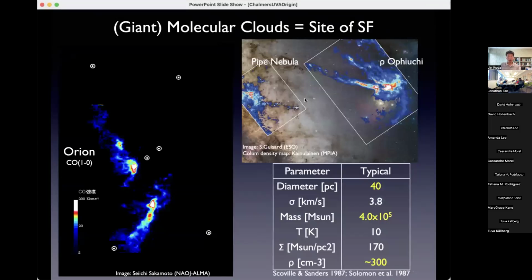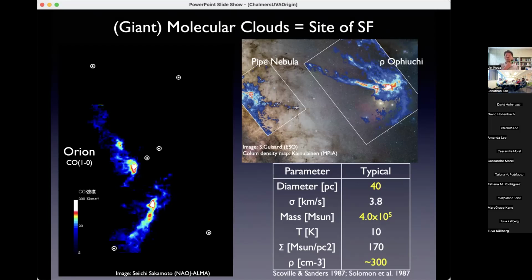I think most of you probably know about molecular clouds, which are dense concentrations of molecular gas. If you look through the Milky Way disk, you find something like 3,000 or 5,000 of them. The typical diameter of giant molecular clouds is something like 40 parsecs, and their masses are 4 times 10 to the 5 solar masses. The average density within the cloud is something like 300 particles per cc, compared to the average density of the galactic ISM in the disk, which is about 1 particle per cc. So it's about 2 orders of magnitude enhancement in density.